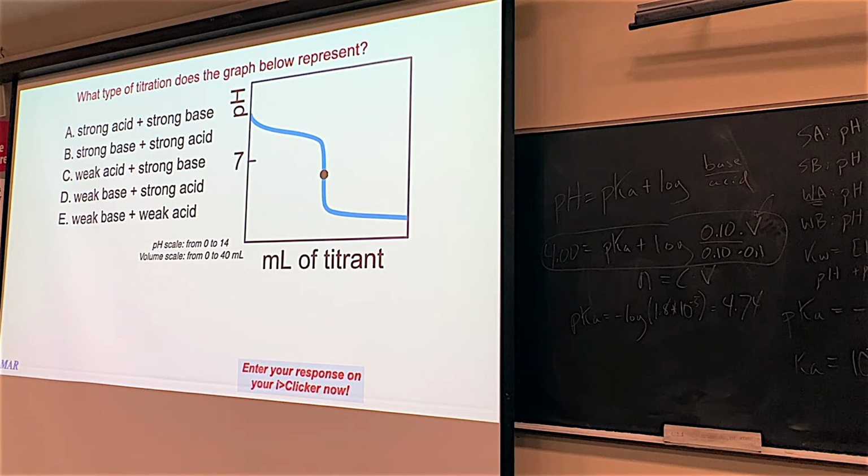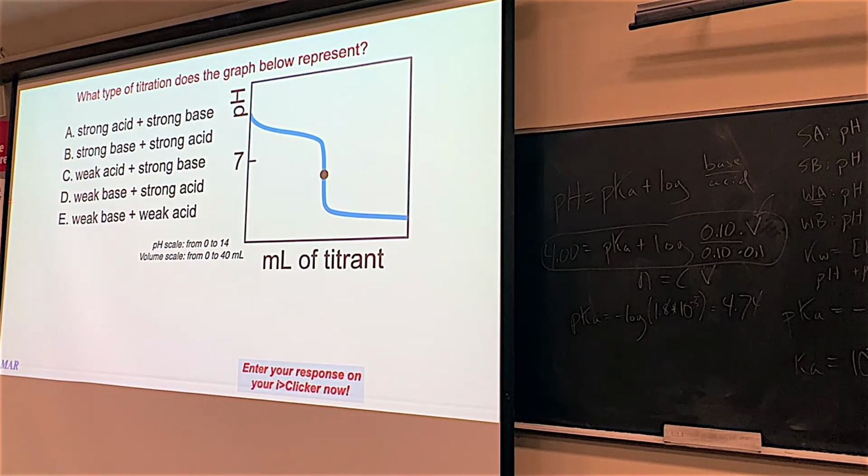So to figure this question out, let's start with the first part. You look at 0 milliliters, all right? And you think about if your pH is basic or acidic. And you can totally tell that this pH is starting out basic. It's a number greater than 7. If the scale goes 0 to 14, then this will be some kind of a basic pH. So we're definitely starting with a base, so that's going to be answer B, D, or E. We are not starting with an acid. Acids would start like down here, okay? So that's the first thing.